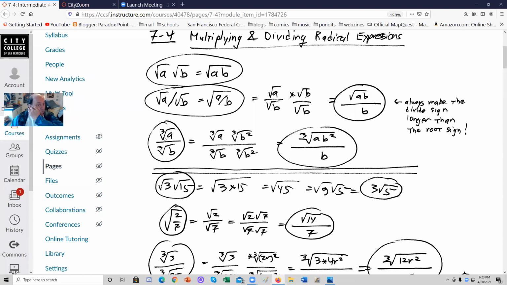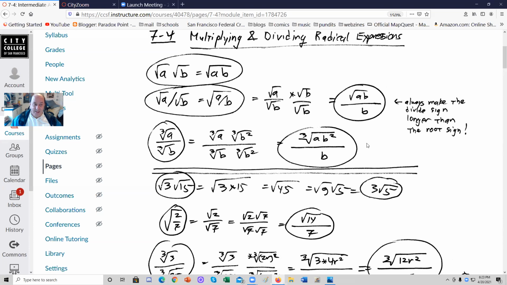Now, cube root of A over cube root of B, we can do the similar rationalizing the denominator trick by multiplying numerator and denominator by cube root of B squared. That way, cube root of B times cube root of B squared is cube root of B cubed, or B. And then the numerator, you get cube root of AB squared, all that divided by B, and again, make the divide sign longer than the root sign to avoid the possibility of confusion.